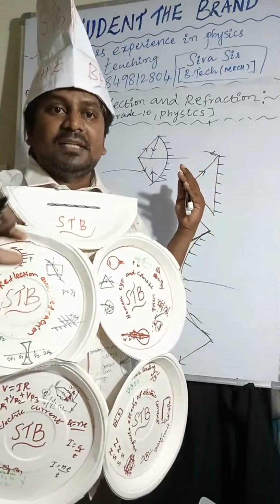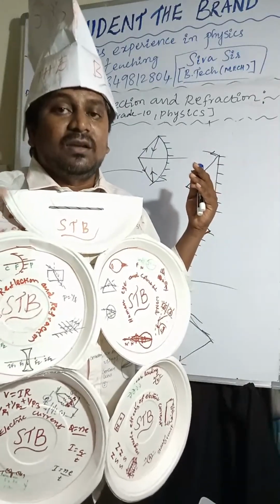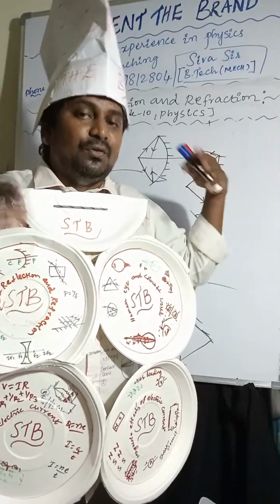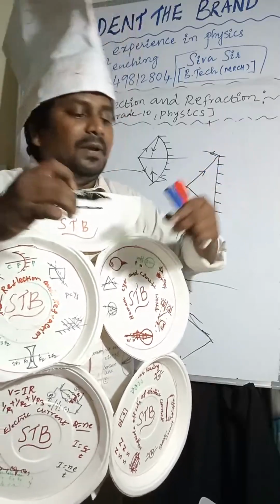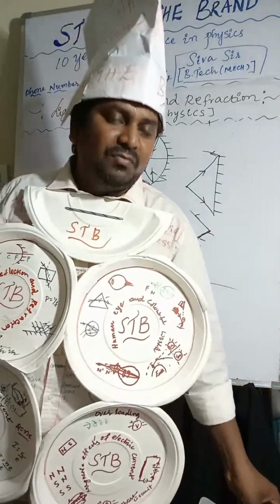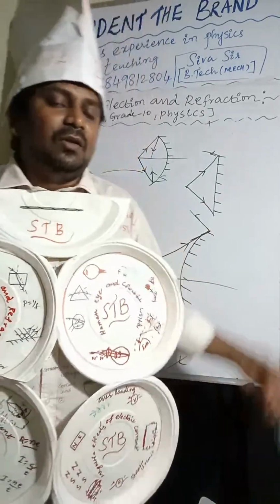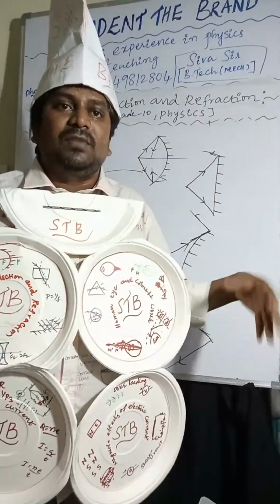So a convex mirror is used as a rear view mirror. We can see the traffic fully. Even if you stand in front of the Taj Mahal, we can see the full object, the full Taj Mahal, in a convex mirror.